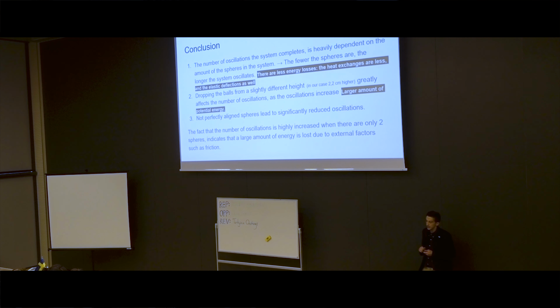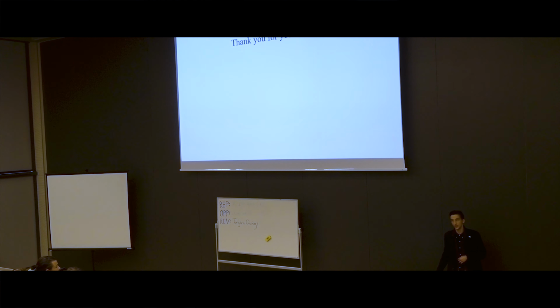Now the third is that not perfectly aligned spheres lead to significantly reduced oscillations. Now, the fact that the number of oscillations is highly increased where there are two spheres indicates that a large amount of energy is lost due to external factors such as friction. So, thank you for your attention.